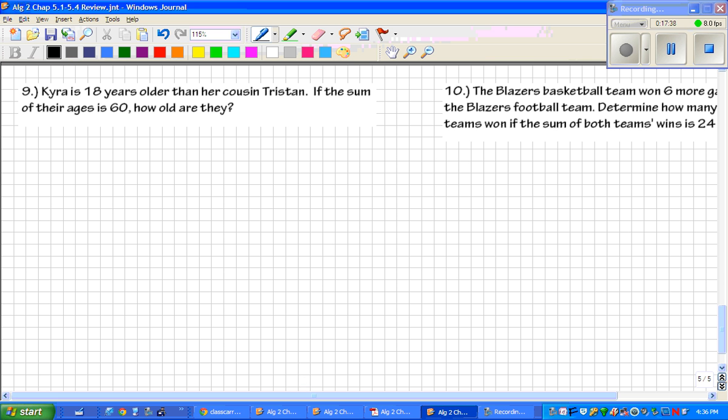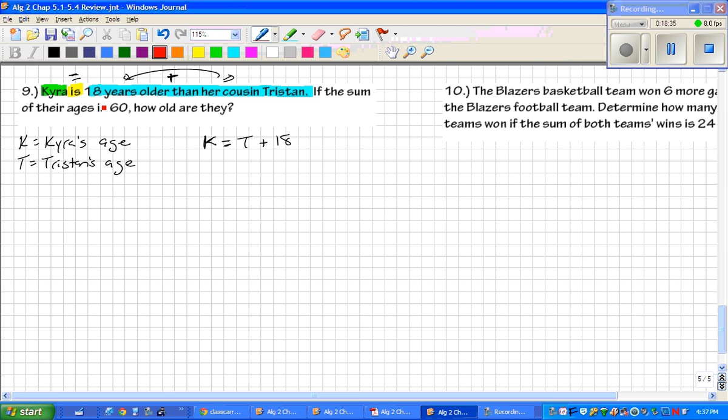Okay. So Kira is 18 years older than her cousin Tristan. If the sum of their ages is 60, how old are they? Okay, so what do we know? Kira, here's a big word, is 18 years older than her cousin Tristan. So first off, the two variables that I'm going to use, K for Kira's age and T for Tristan's age. Okay, so they're saying that Kira is, remember, is means equal, older than, but we have to switch those two up. So it's going to be T plus 18.